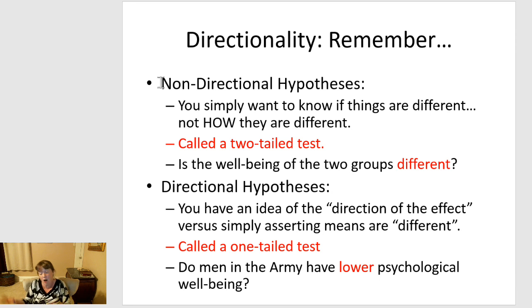If I discover that it helps their well-being, well, then I'm not going to be arguing for greater funding for mental health. So I'm going to treat having a higher well-being as the same as being equal to. So I'm only going to be looking in one direction. I'm only going to be looking for being in the Army hurting their psychological well-being. So this is called a one-tailed test because I only look in one tail of the effect. I only look in one direction. And so that is one example of a directional hypothesis that I could do.